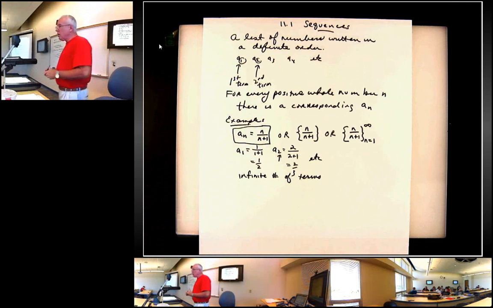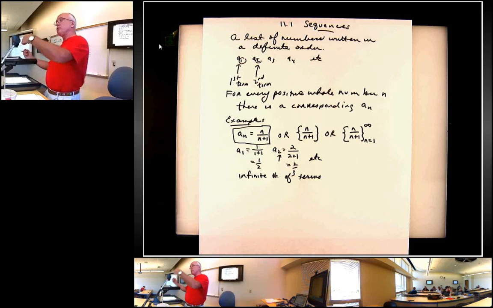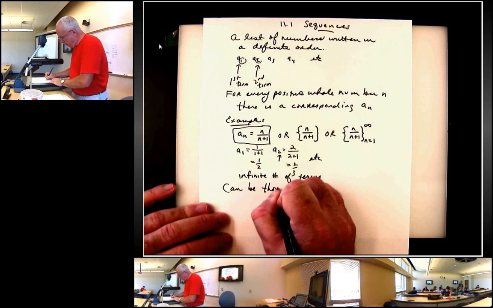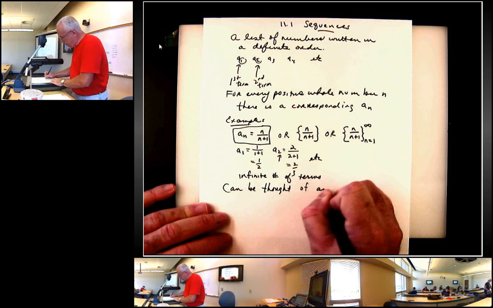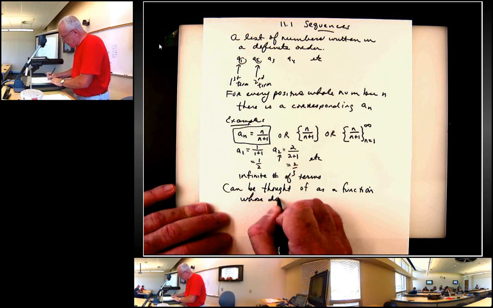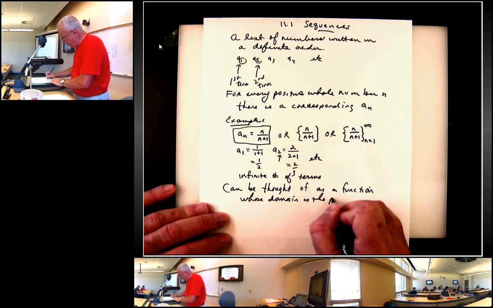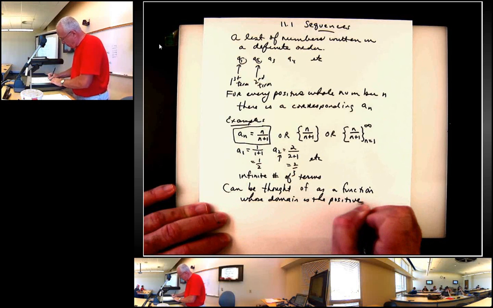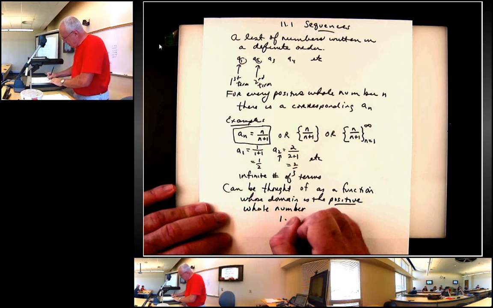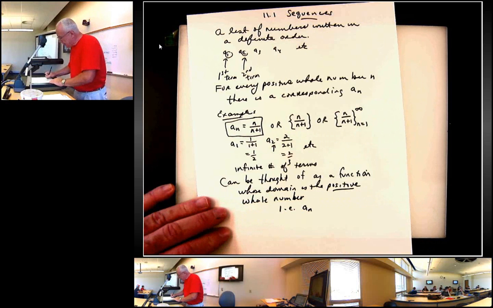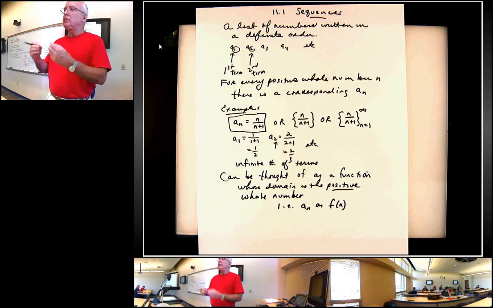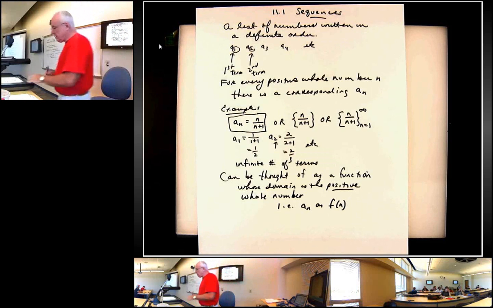They can actually be thought of as a function that goes from the whole numbers to a number, a function whose domain is just the positive whole numbers. I.e., you can look at this a sub n as some function f applied to an integer n. So we only apply these to integers and we get our numbers.